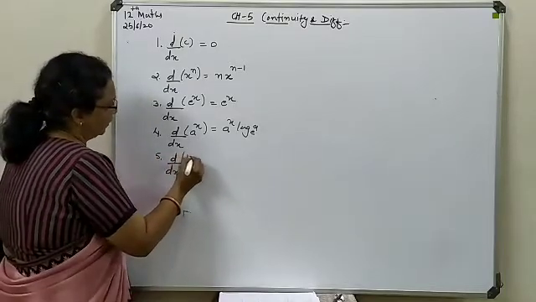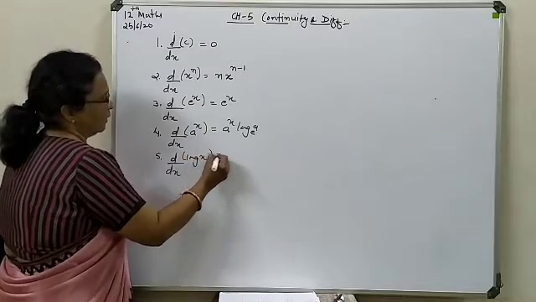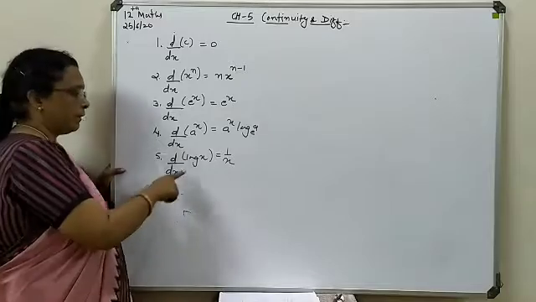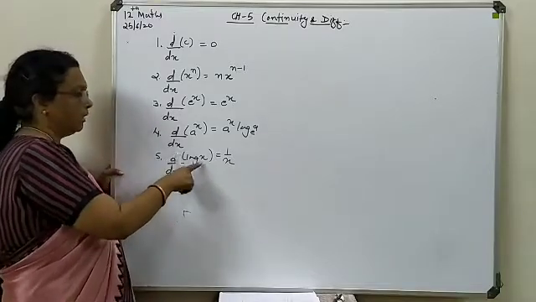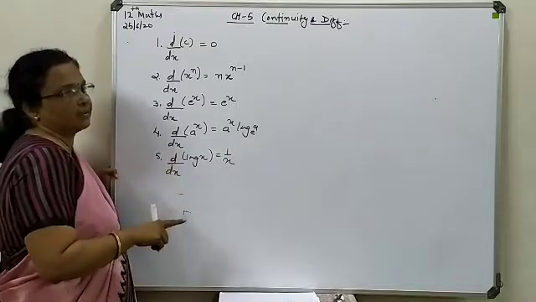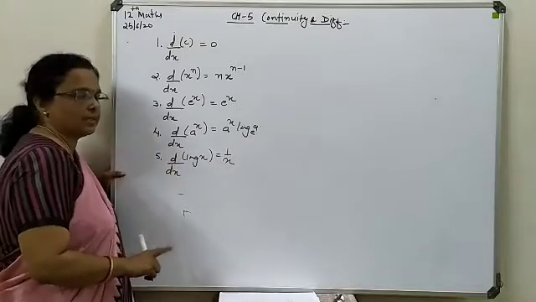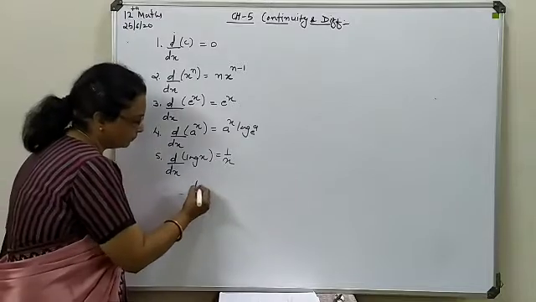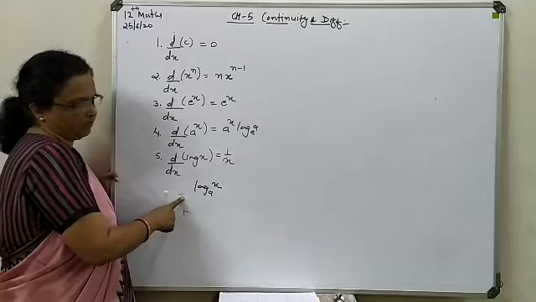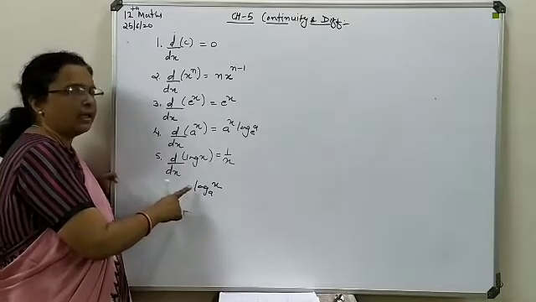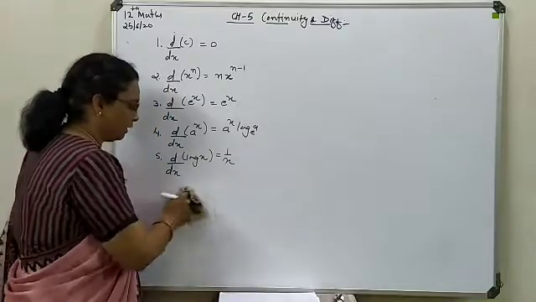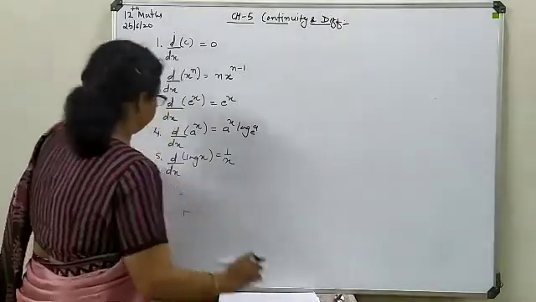Differentiation of log of x, that is 1 by x. Now one thing should be very clear. While writing the derivative of a log term, its base should be e. If nothing is written, that means it is understood that it is carrying base e. If your question is written with some other base, it can't be differentiated directly. First of all, its base has to be changed and then go for writing its derivative. So that is an important thing regarding your log term.